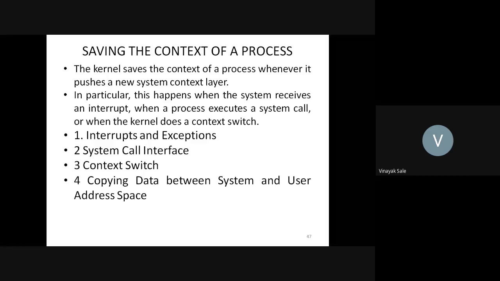Then, saving the context of a process. The kernel saves the context of a process whenever it pushes a new system context layer. In particular, this happens when a system receives an interrupt, when a process executes a system call, or when the kernel does a context switch. That is interrupt and exceptions, system call interface, context switch, copying data between system and user address space.